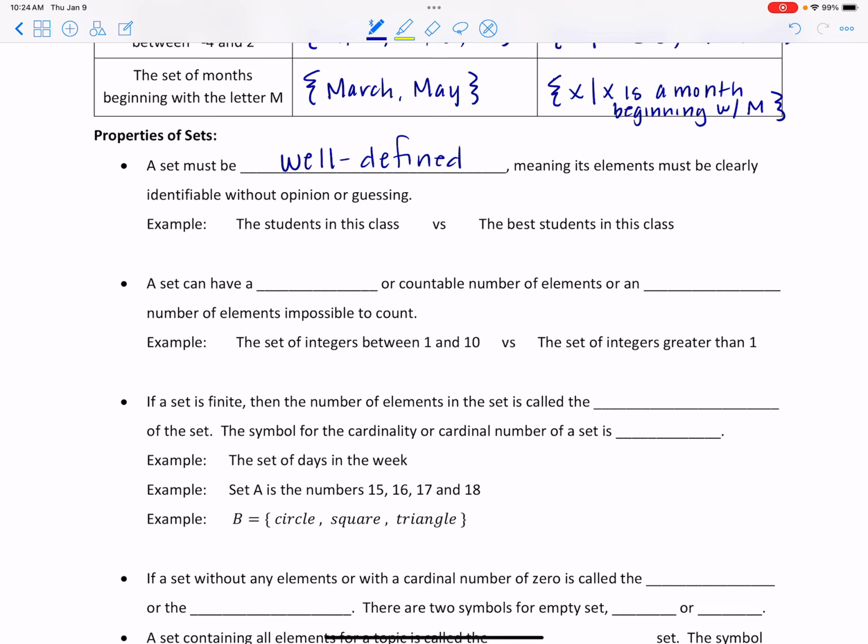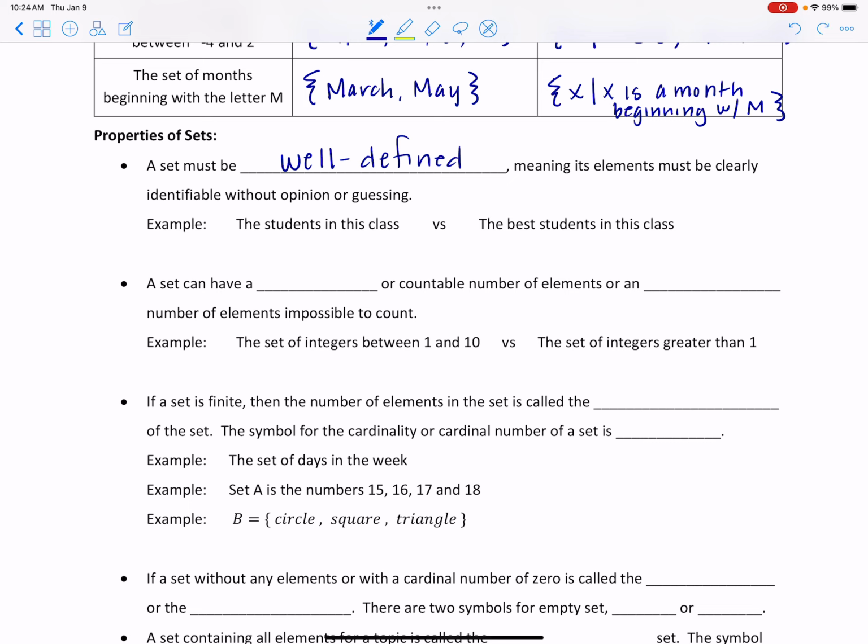Now if I said to write out the set of the best students in the class, the students that I think are the best might be different from the students that you think are the best, and they might be different from the students that someone else thinks are the best. So we might be creating different lists because there's some opinion in that word best.